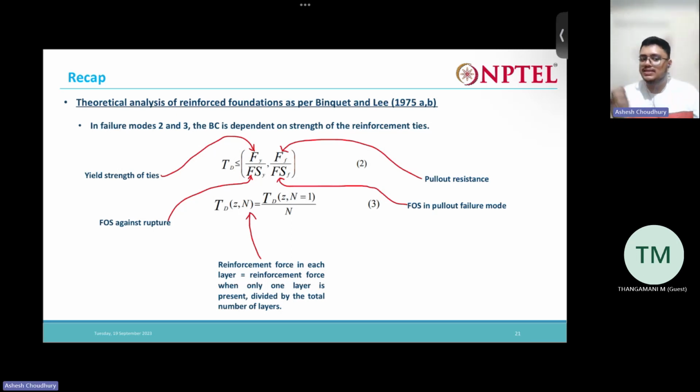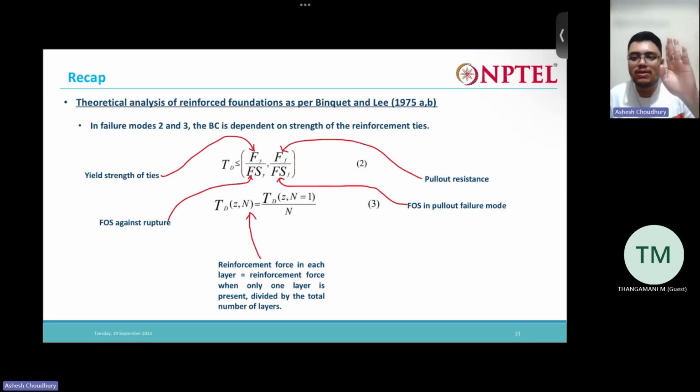It should be lesser than the strength of the ties. If the load coming on this reinforcement is greater than the strength of the tie, what will happen? Obviously, it's going to rupture. It's going to break. So we need to ensure that the load coming on each reinforcement layer should be less than the yield strength of the reinforcement. And this satisfies the third mode of failure.